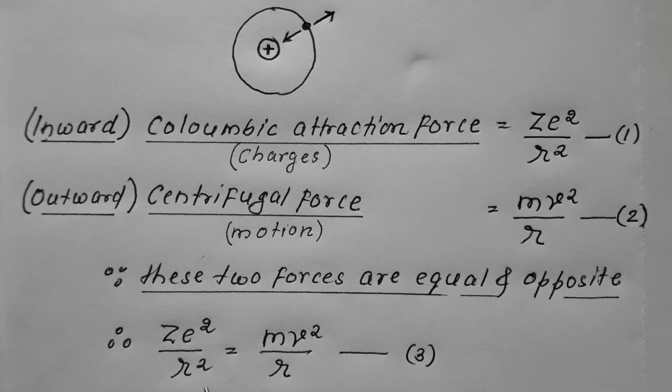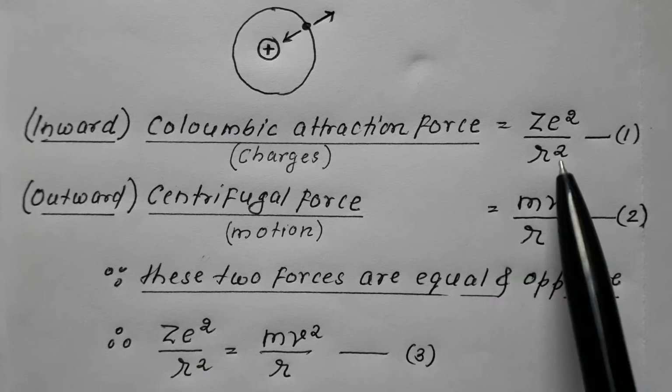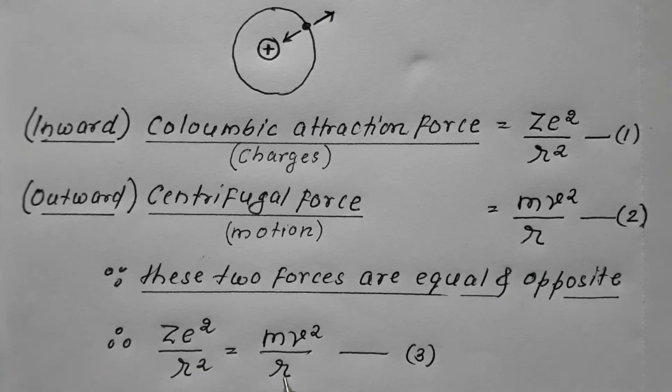Hence we can say that Ze square upon r square, the force working inward, is equal to mv square upon r, the force working outward.